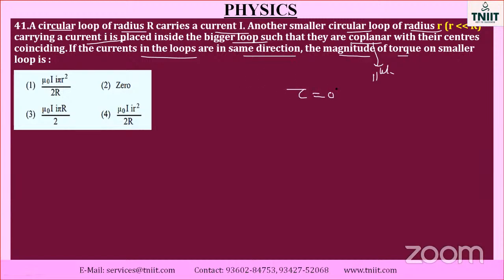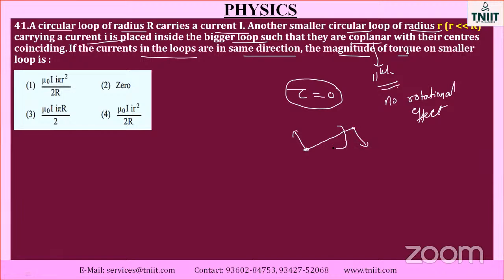So please remember, torque will be 0 because whenever they act parallel, there will be no rotational effect. There will be no rotational effect if the two forces are parallel. For example, if I consider this is a rod, you can get the experience of the rotational effect. If the two forces are in the opposite direction, there will be a rotational effect. But if the two forces are acting in the same direction, the body will not have any rotational effect. So the net torque value will be 0.